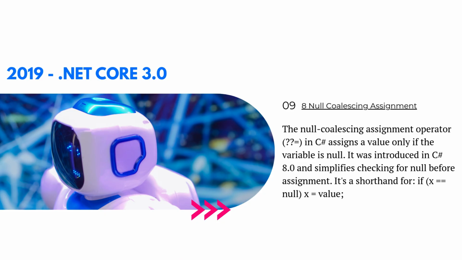The null coalescing assignment operator, ??=, in C# assigns a value only if the variable is null. It was introduced in C# 8.0 and simplifies checking for null before assignment. It's a shorthand for: if x equals null, x equals value.